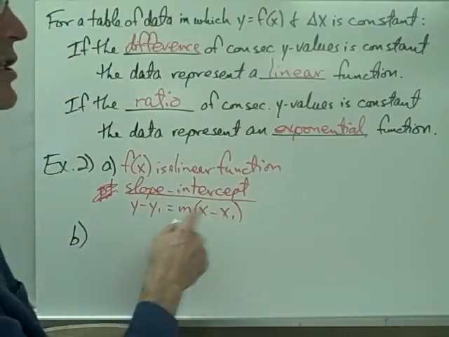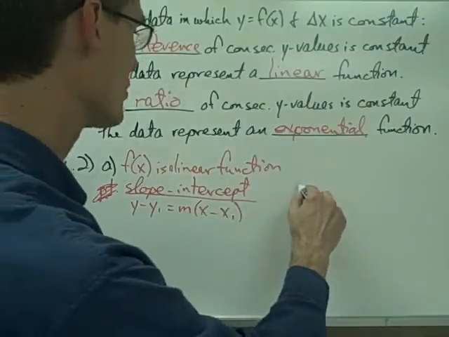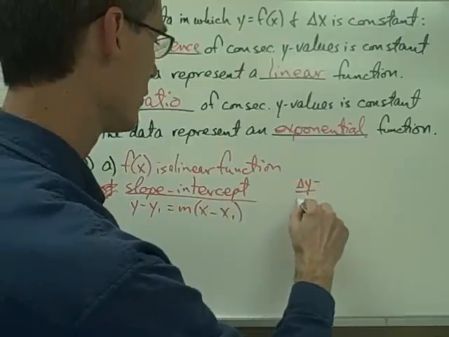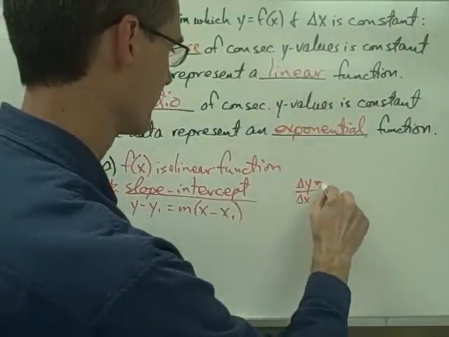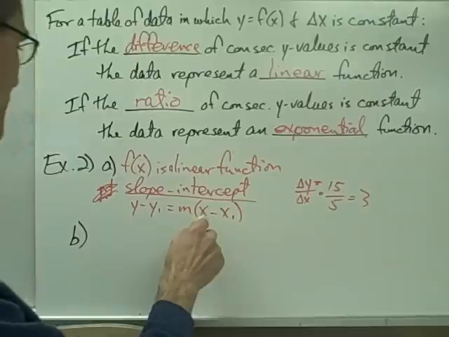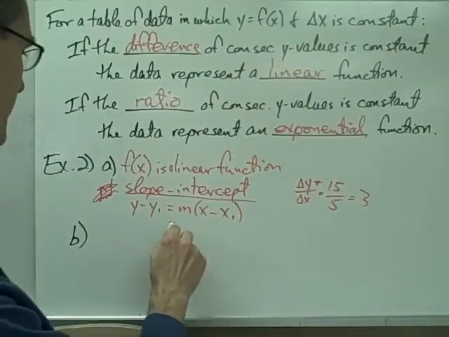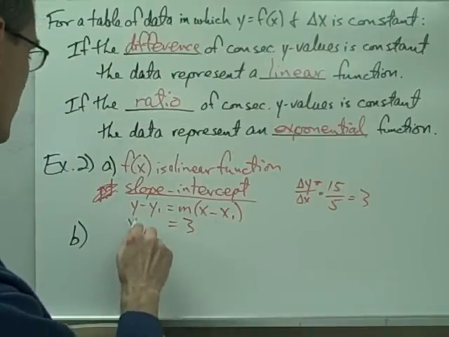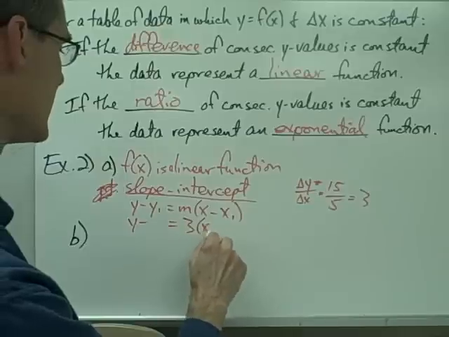So I already know what my slope is. I calculated that before. My slope, delta y over delta x, that's 15 over 5, which is 3. So I know what my slope is. Slope is 3. So now all I need is a point.